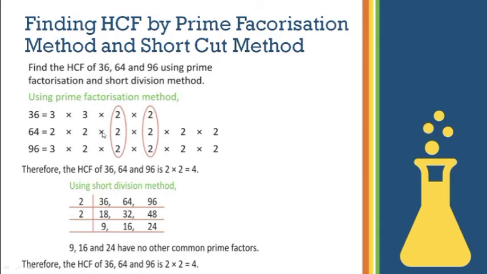Circle the common prime factors in all the three numbers. So we found that we are having only two numbers related to common prime factors in all the three numbers.